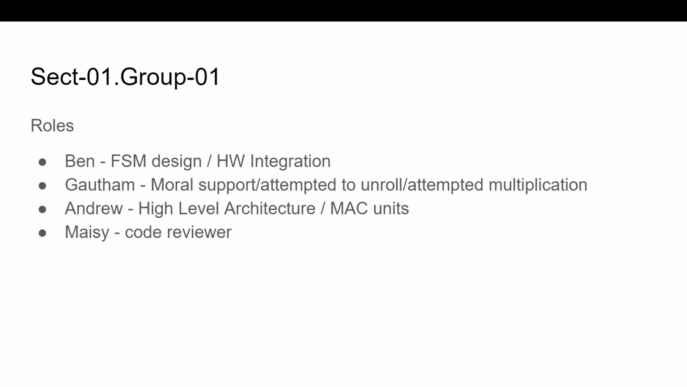Although the first role, when you say FSM design and hardware integration, that's the entire assignment, right? It's FSM design and hardware integration. But I can see different parts where it would have been helpful as a team to work with each other and get things done.